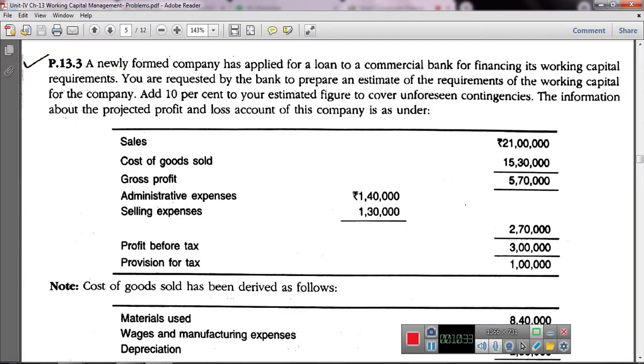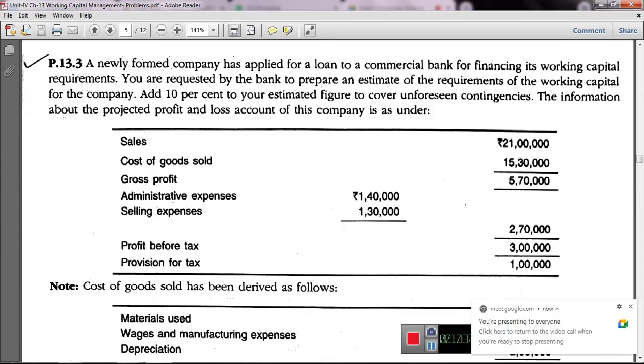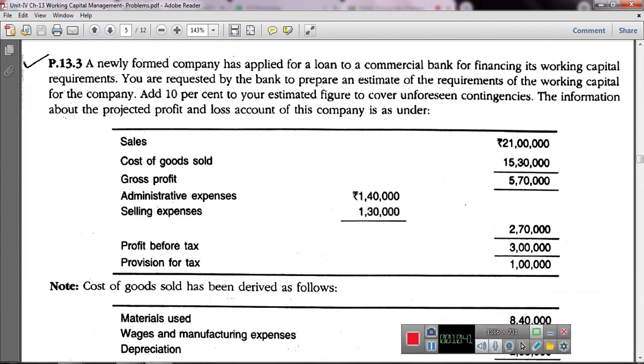Okay, students, can you see this P.13.3 PDF file? Yes, sir. Thank you. Let's go ahead with the third case in our working capital management, and in the total syllabus the sixth case study.